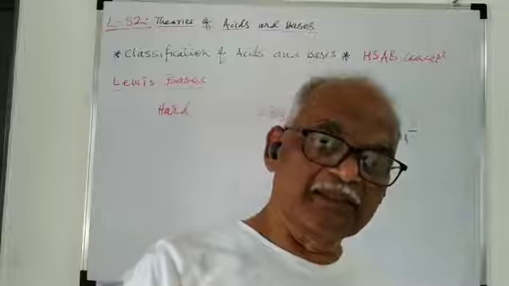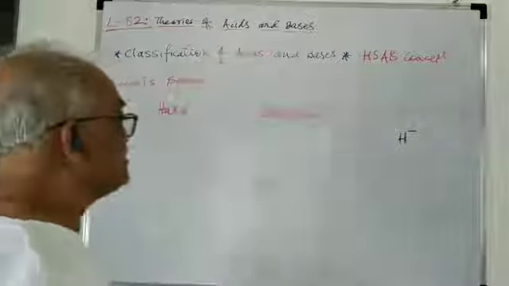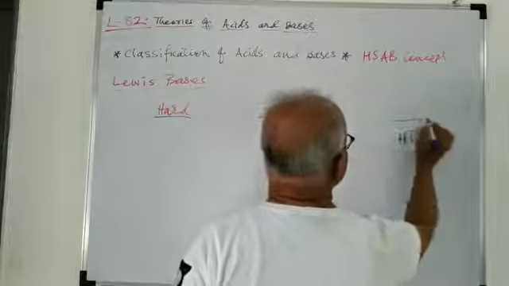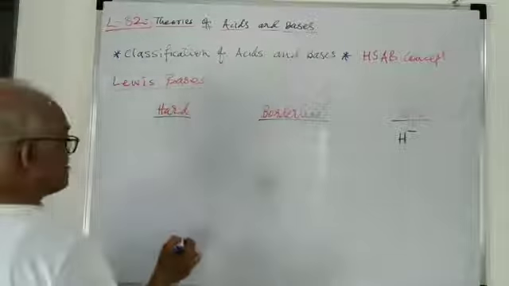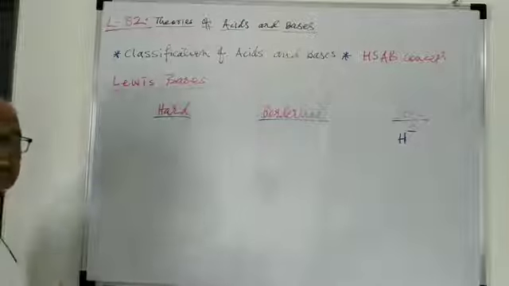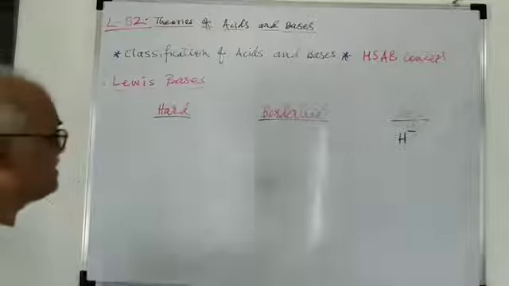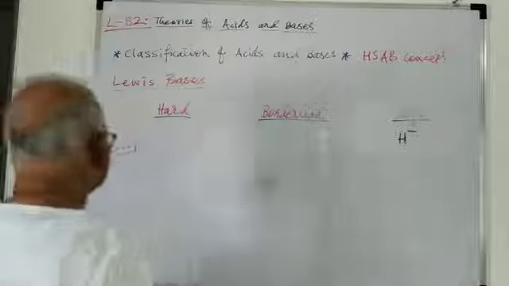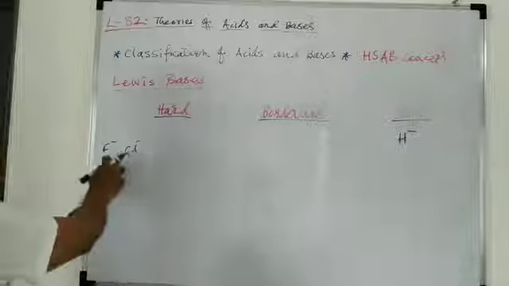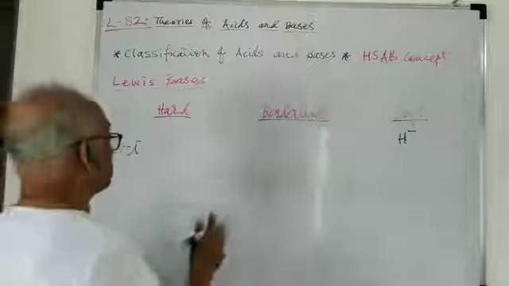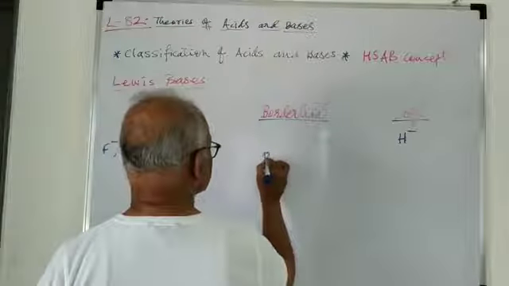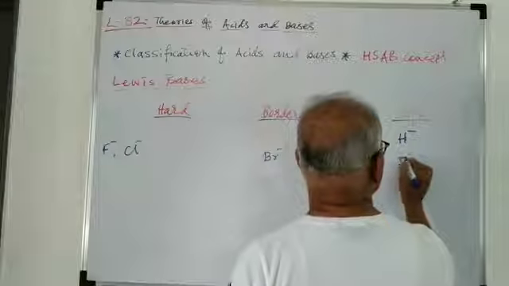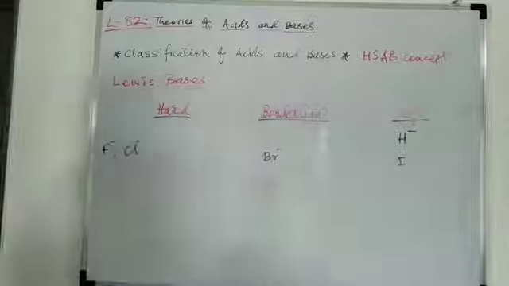So we are discussing here only the Lewis bases. Next to this H minus, the Lewis bases are considered from the halide family, that is F minus, Cl minus. These are the two anions which are placed in the hard category. Next is Br minus, and I minus comes under the category of soft bases.